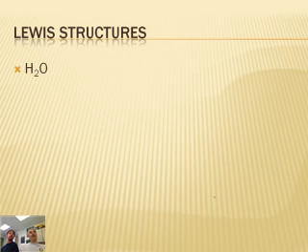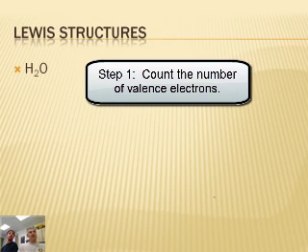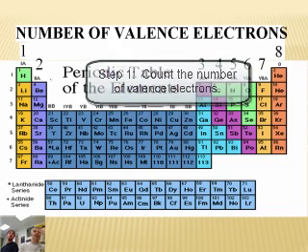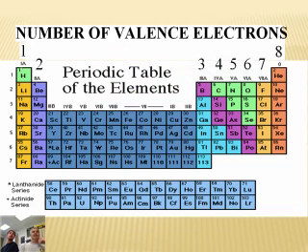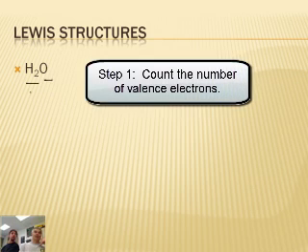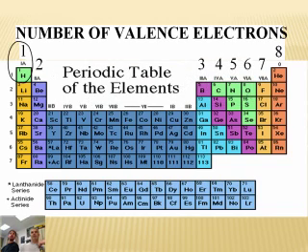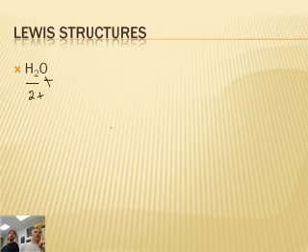So the first example is H2O, water. Now, for water, the first thing we've got to do is determine the number of valence electrons. We've got 2 hydrogens and an oxygen. So if we go back and look at this table of valence electrons, hydrogen right here has 1 valence electron. And we have 2 of them. So that'll be 2 because there's 1 plus 1. Plus the value for oxygen. And oxygen's value, if you look over here, is 6. So 2 and 6 is 8.